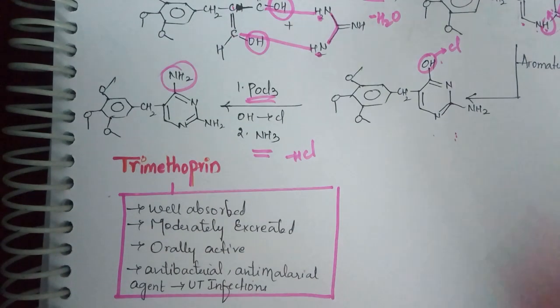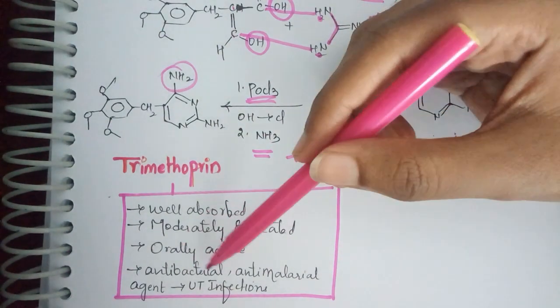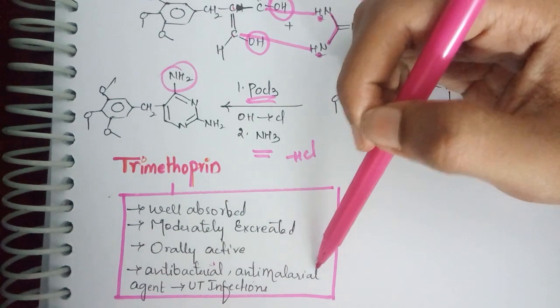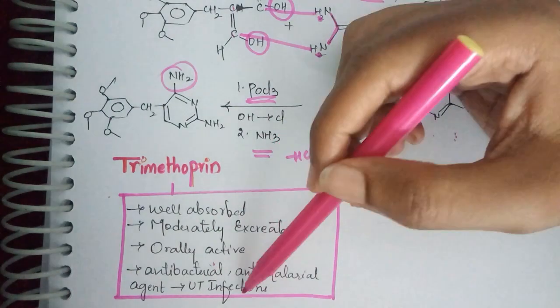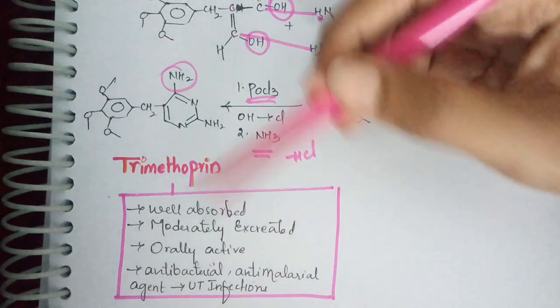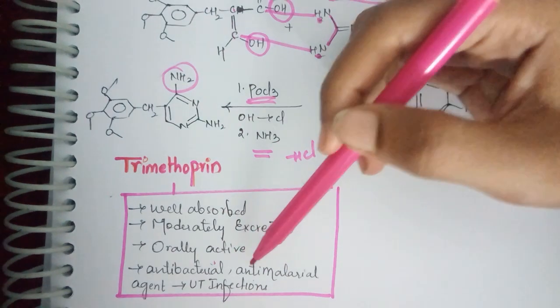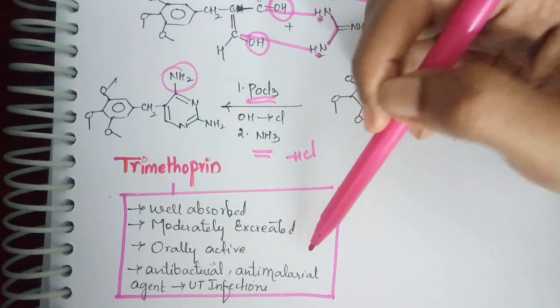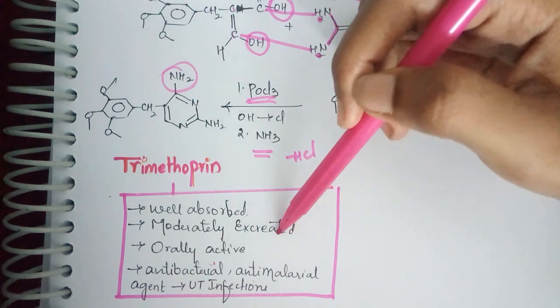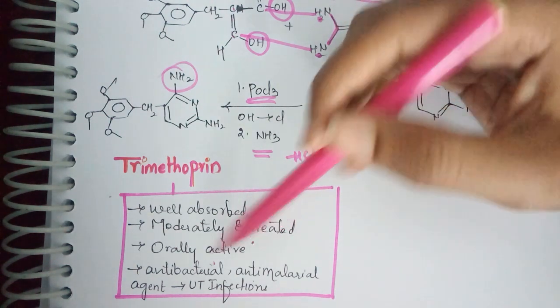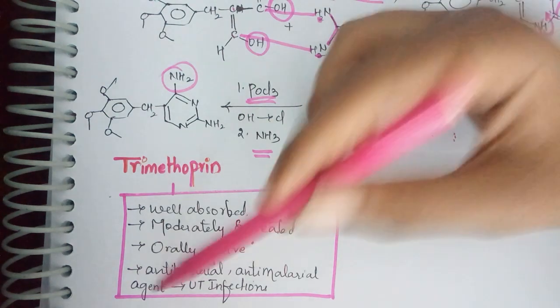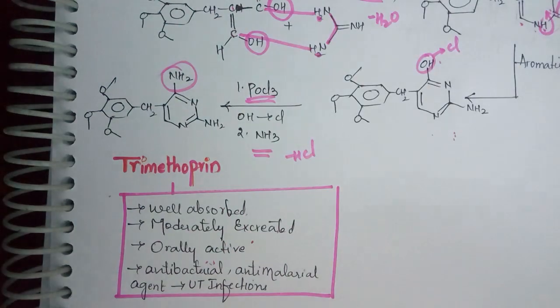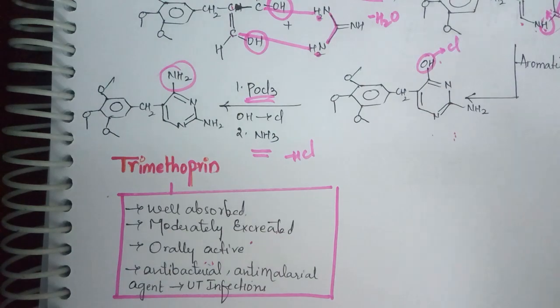Here you have therapeutic activities of this. It is acting as antibacterial, anti-malarial agent and useful for urinary tract infection. This drug is taken orally and it is well absorbed and moderately excreted. It is used in the treatment of urinary tract infections.